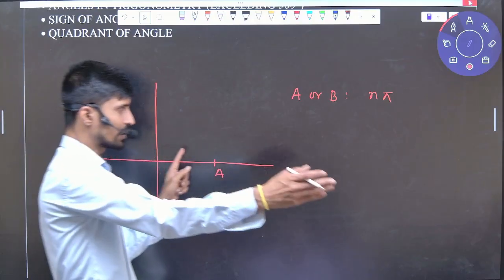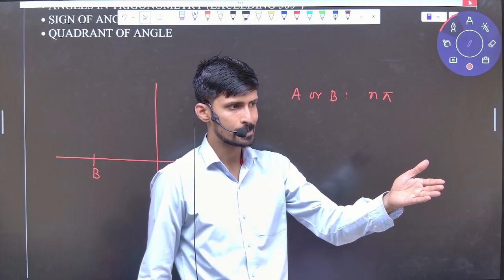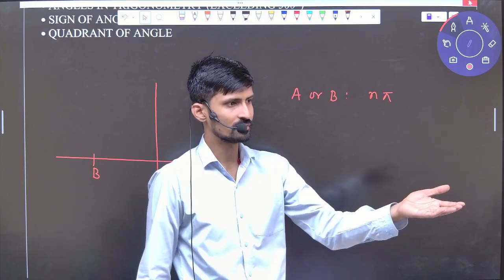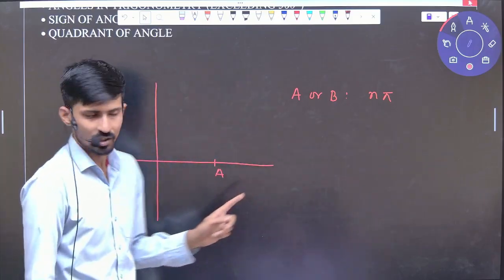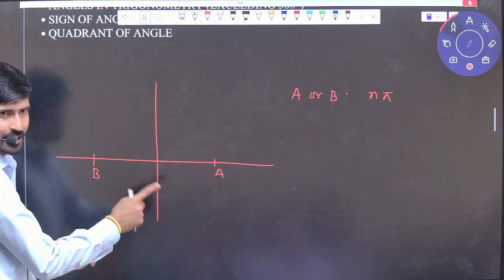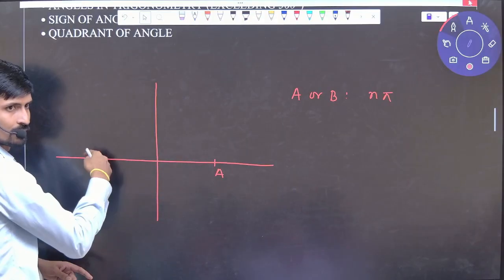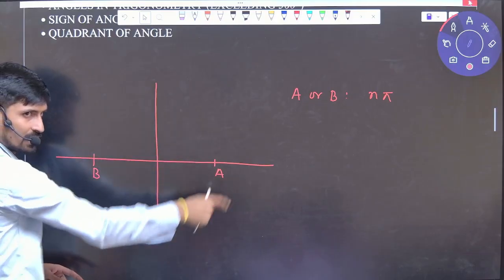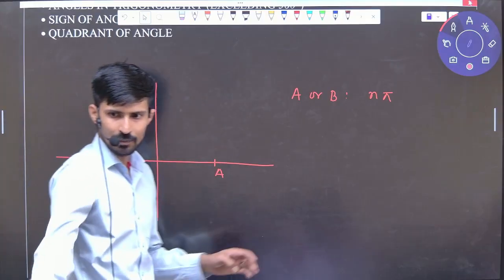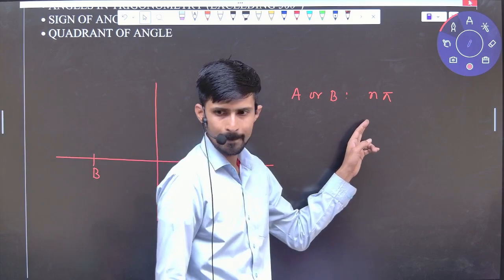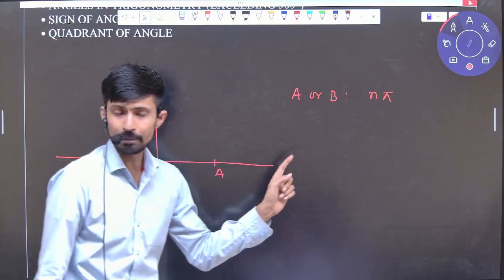Now you tell me, Ruchita, one integer. Minus 7. Okay? So which point will represent minus 7 pi? Minus pi, minus 3 pi, minus 5 pi, minus 7 pi, B. Okay, now you tell me one integer. 18. 18 pi will be represented by point A.